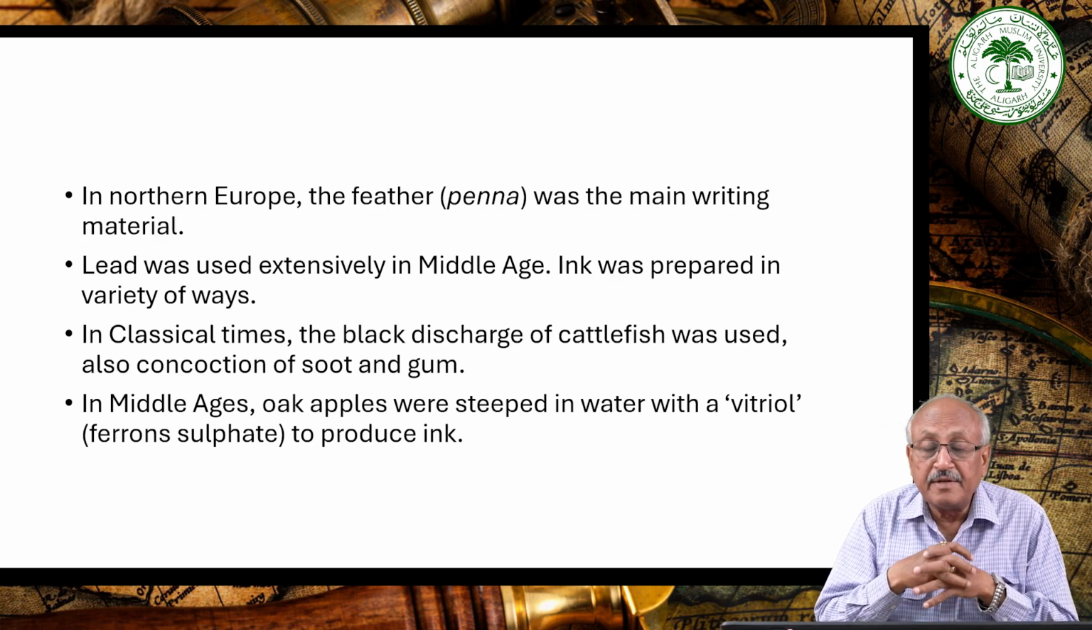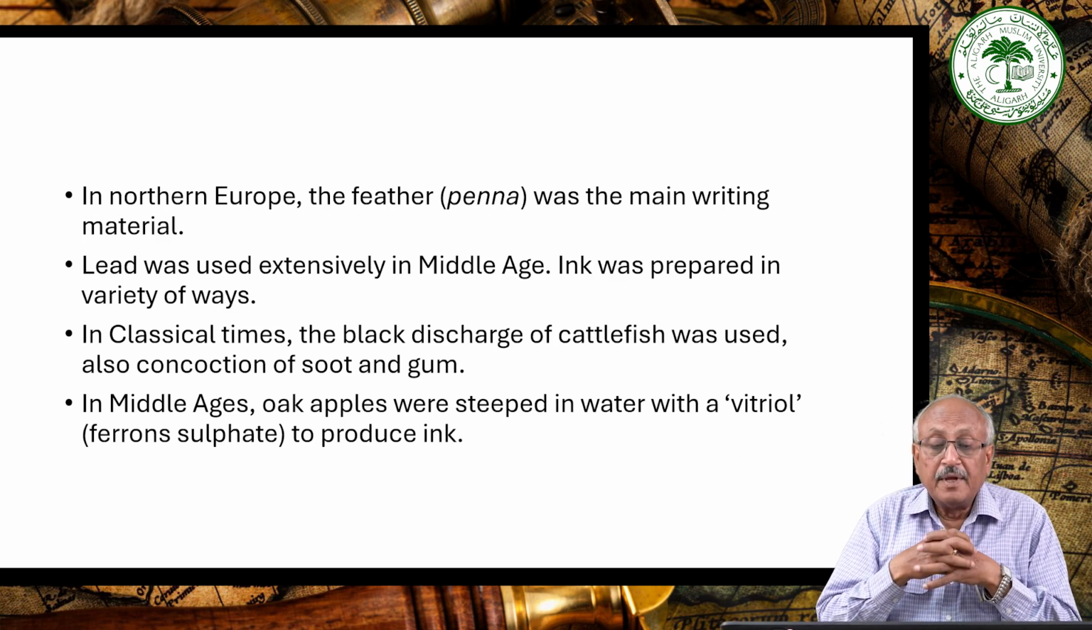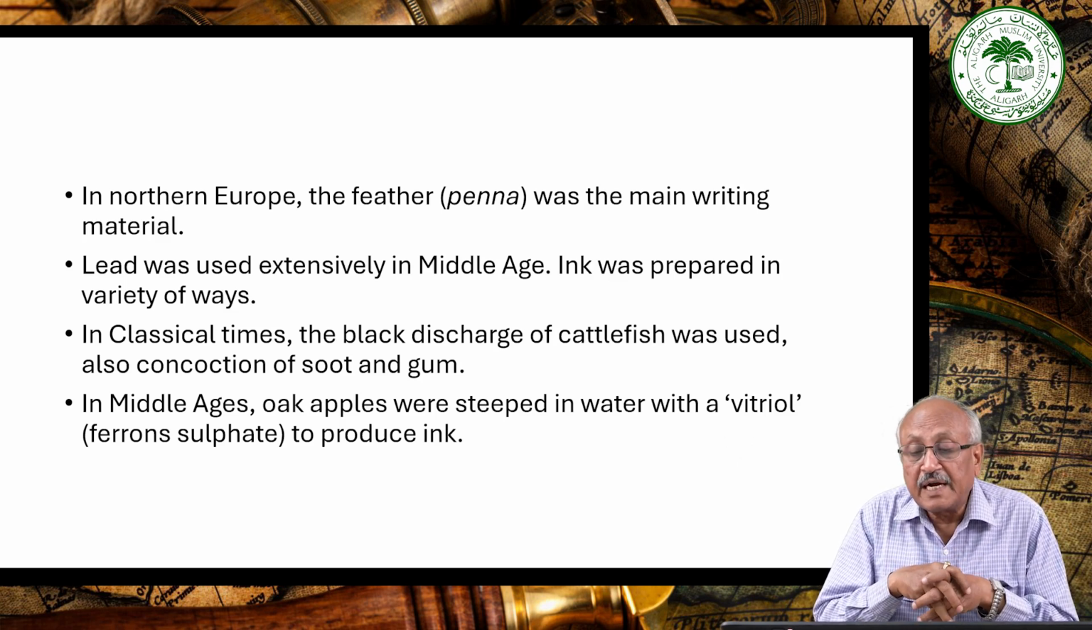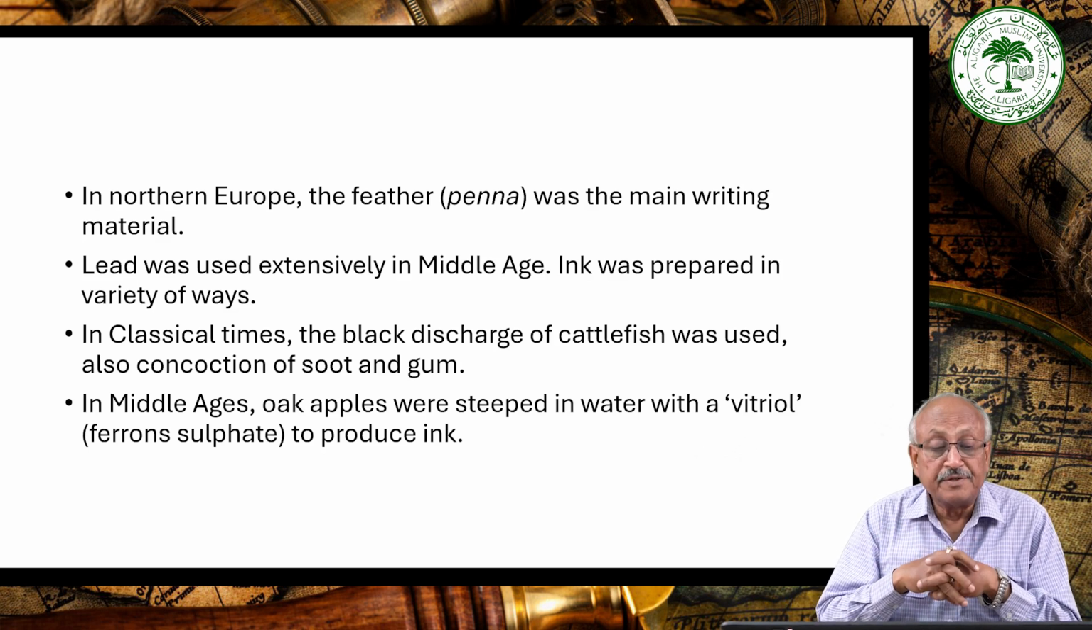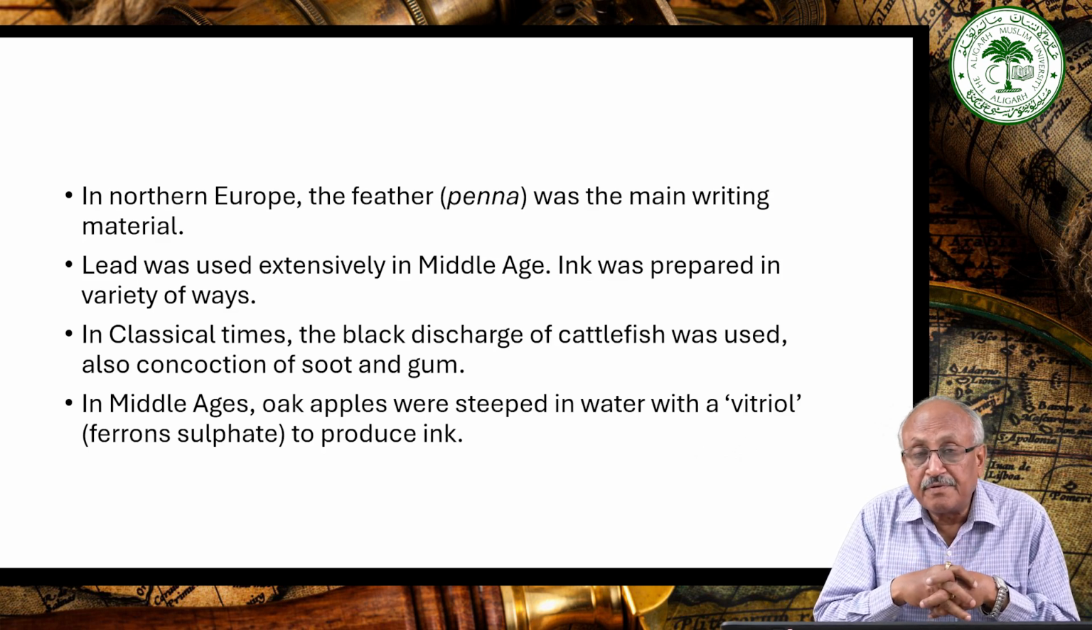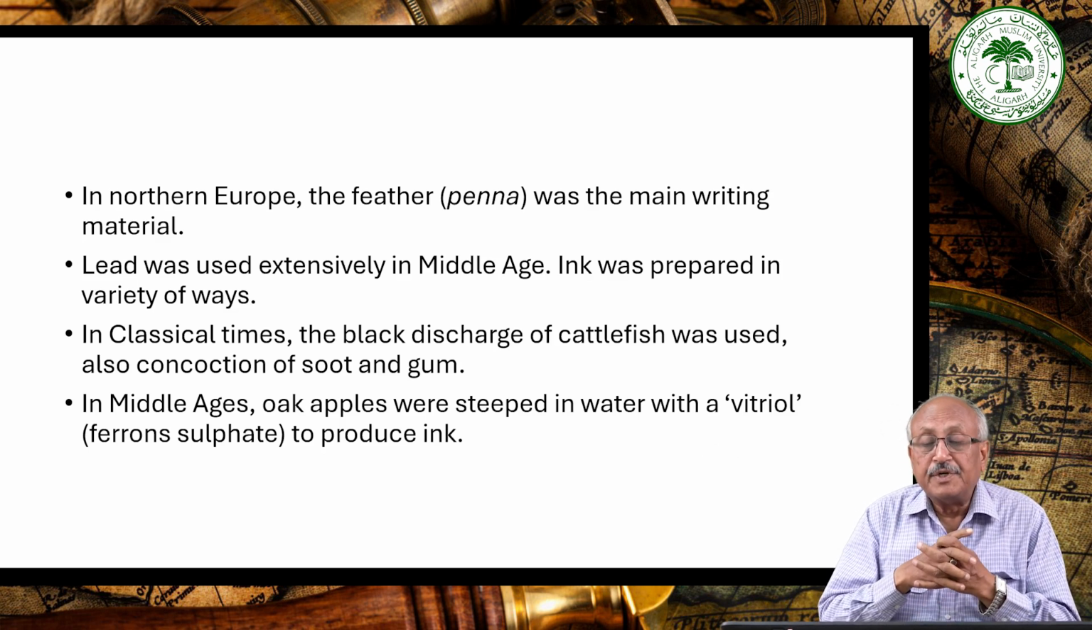Ink was prepared in a variety of ways. In classical times, the black discharge of cuttlefish was used. Also a concoction of soot and gum. In the Middle Ages, oak apples were steeped in water with vitriol, ferrous sulfate, to produce ink.